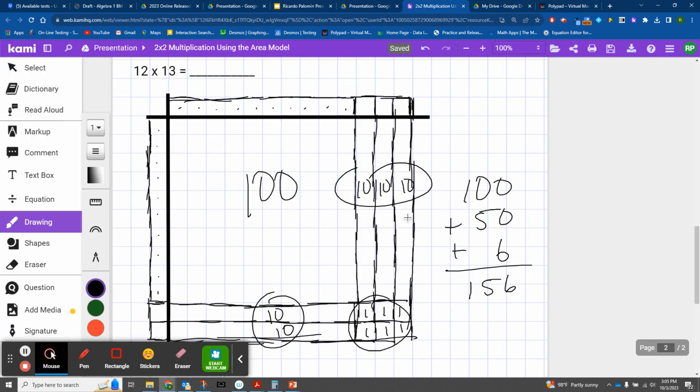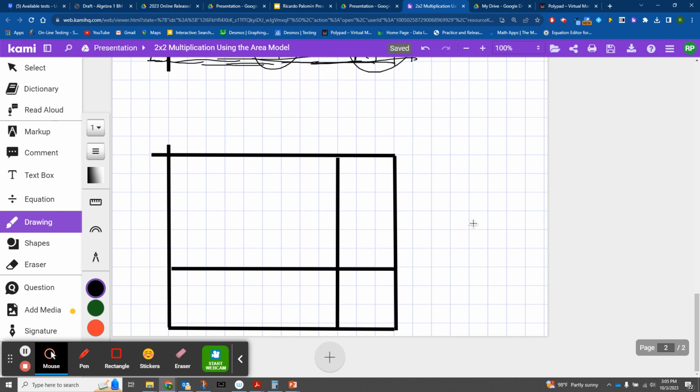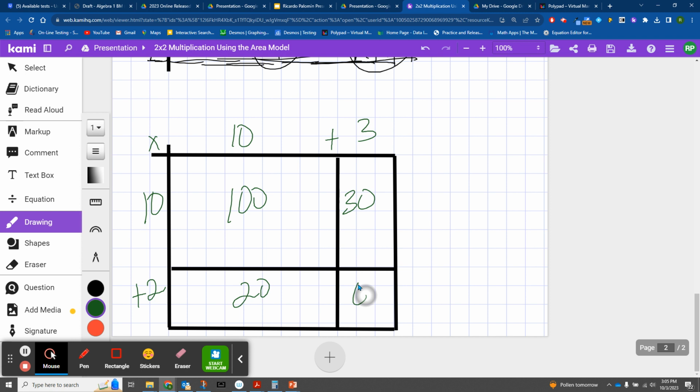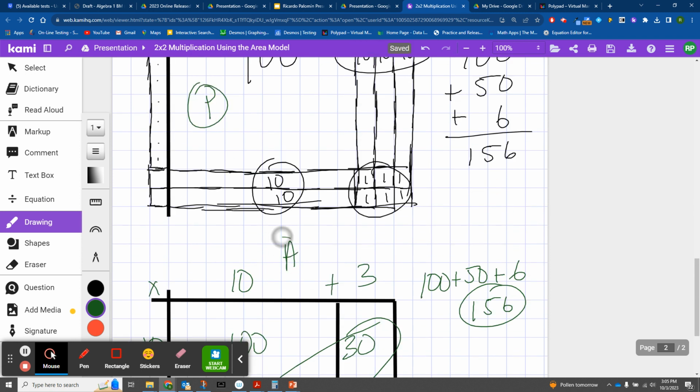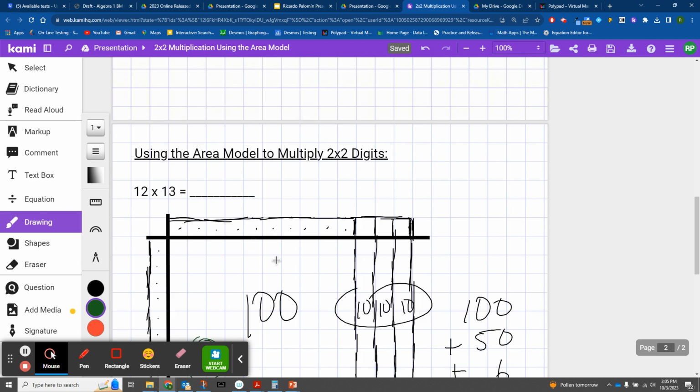Concrete, pictorial, and then we're going to ask for the abstract, which looks like this. Here, we don't have to have 10 or anything like that. The kids just write 10 plus 2 times 10 plus 3. We go 10 times 10 is 100. 10 times 3 is 30. 2 times 10 is 20. 2 times 3 is 6. And we have it again right here: 100 plus 50 plus 6, 156. So this is a pictorial representation. This is considered the abstract representation. And we've done concrete, pictorial, abstract concurrently. So there it is. Ta-da! Easy to do.